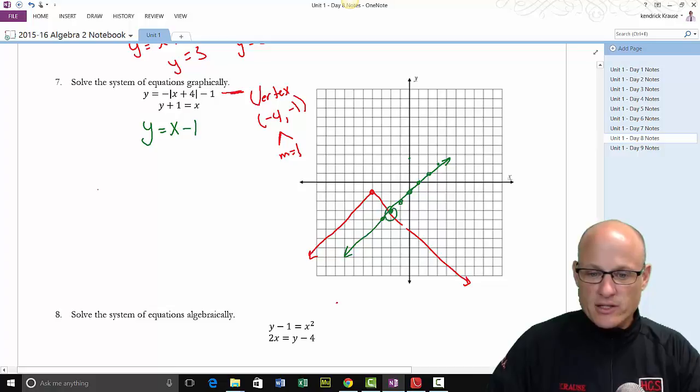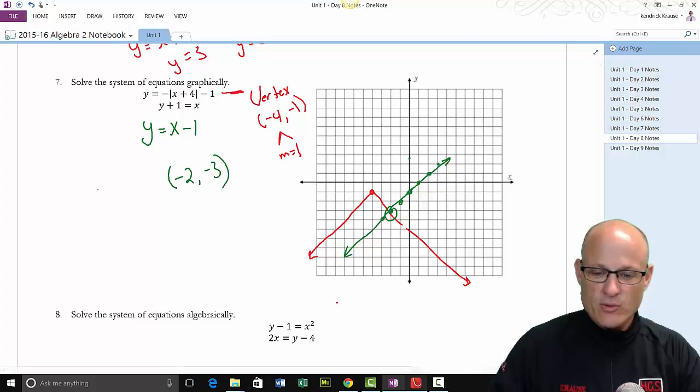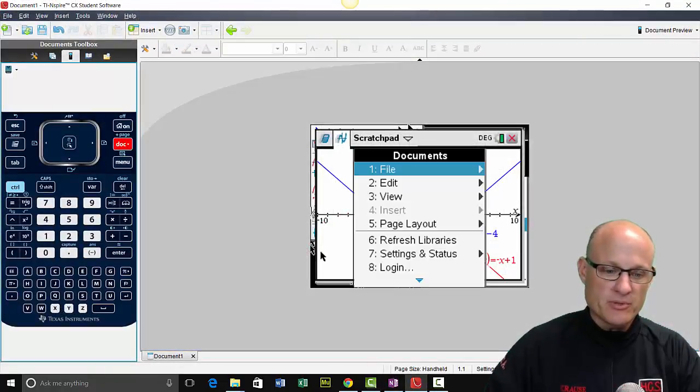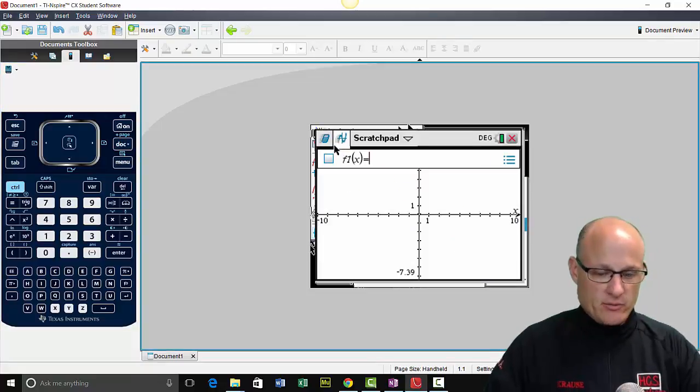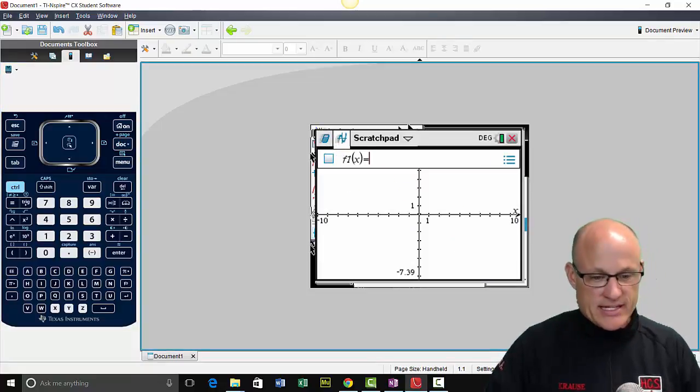And this looks like it. That looks like -2, -3. -2, -3. Let's see what that looks like on the calculator. So we'll doc B it. And we'll go back in. Let's see what we got here for this one.